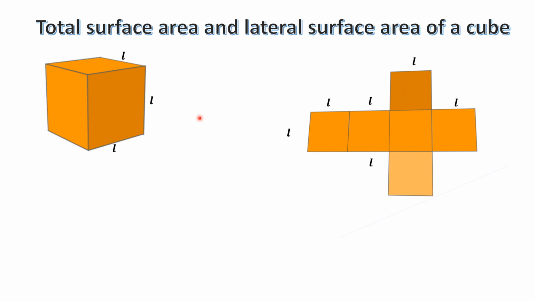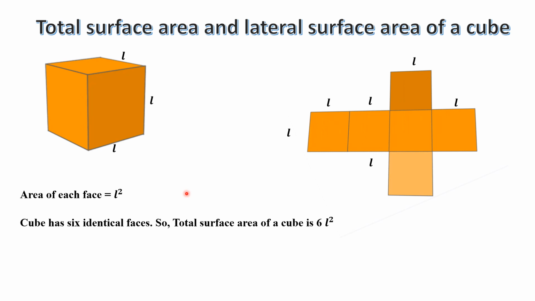Now we will see the total surface area and lateral surface area of a cube. In a cube, we know that there are six faces. All the faces are squares, right? So the area of each face will be side into side, which is L into L. I have mentioned here that each side measures L. So each face will be L square, isn't it? There are six faces, so what will be the area of the six faces? 6L square. So the total surface area of the cube will be 6 into L square.